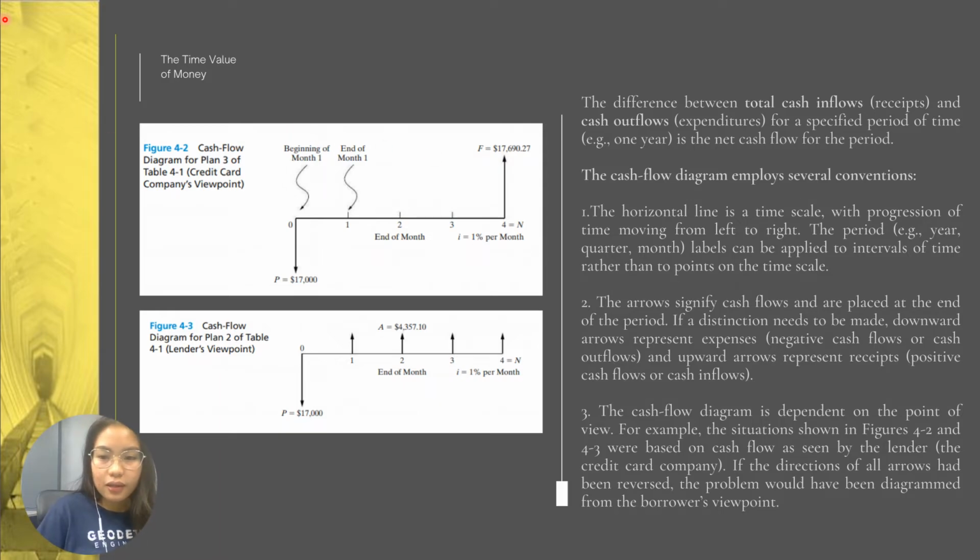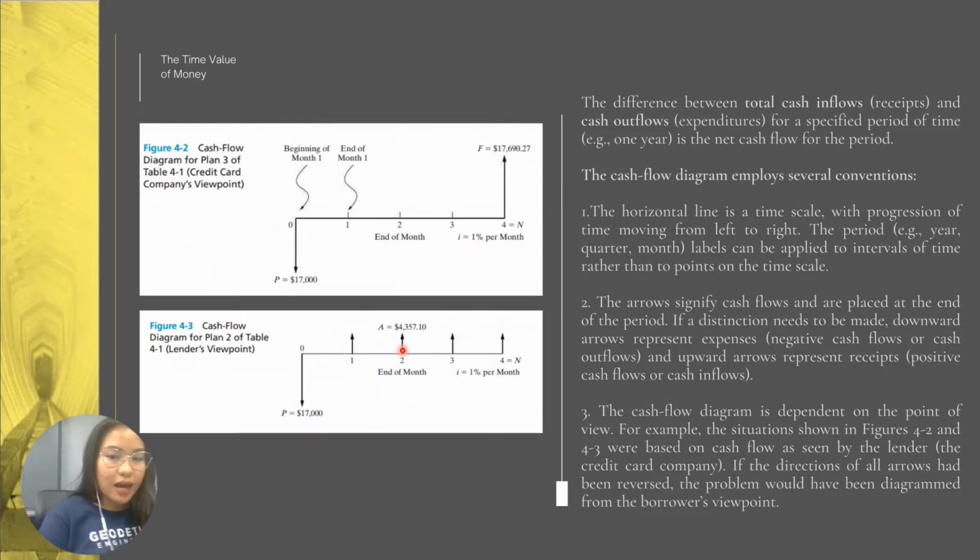And second, the arrows signify cash flows and are placed at the end of the period. If a distinction needs to be made, a downward arrow, just like this one, represents expenses or negative cash flows or cash outflows. And an upward arrow represents receipts or positive cash flows or cash inflows.